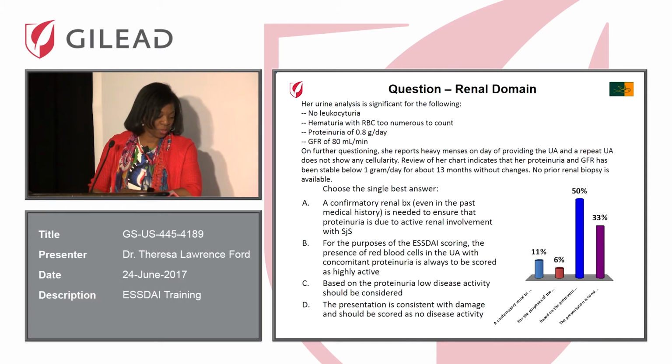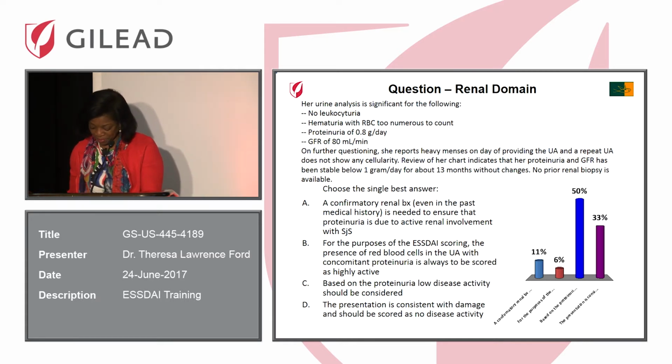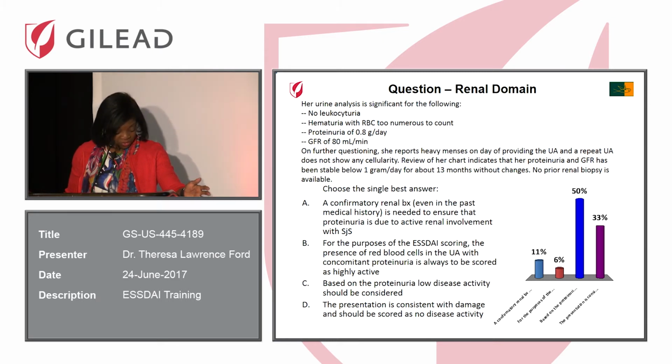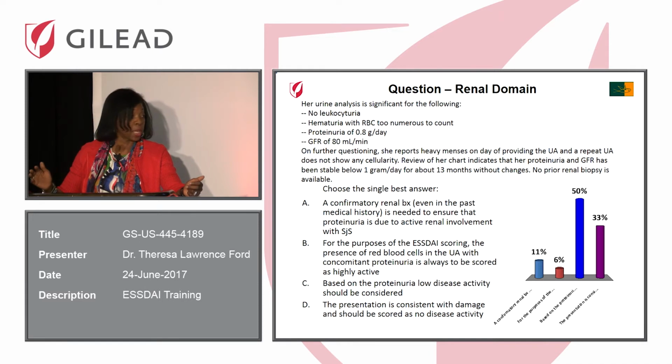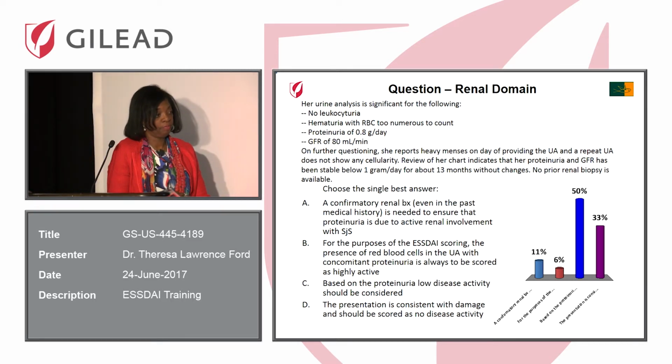And so C, based on the proteinuria, low disease activity should be considered. That would be mild active renal involvement limited to tubular acidosis without renal failure, which she doesn't have any evidence of, and her GFR has been stable. The proteinuria is below 1 gram, and we know that for 13 months it's been stable, so that hasn't changed. And the proteinuria between 0.5 and 1 without hematuria, and we've repeated it, so she doesn't have that. So I think the key is really the stability of the proteinuria.